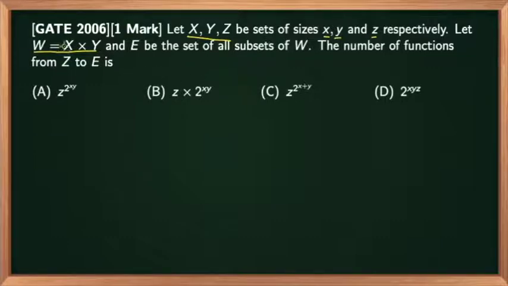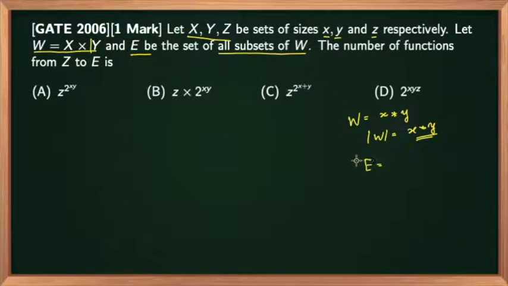We had to find the cross product of x and y, right? So the number of elements in w will be the number of elements in x, that is small x, times the number of elements in y, that is small y. So we know that the number of elements in w will be equal to x into y. Let capital E be the set of all subsets of w. So capital E is a set of all subsets of w.